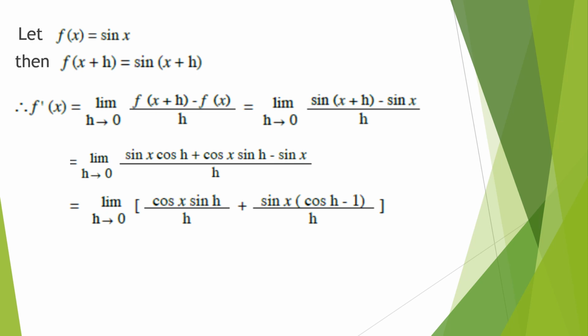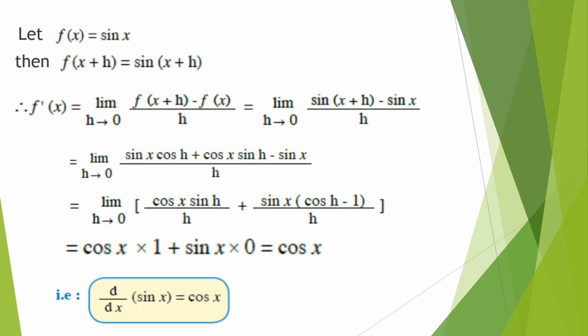The first limit is cosine x sine h over h, and the second limit, by taking sine x as a common factor from the first and the third terms of the previous equation, is sine x times cosine h minus 1 over h. Applying our rules, sine h over h, its limit equal 1 as h tends to 0, and cosine h minus 1 over h, its limit as h tends to 0 equal 0. So 0 multiplied by sine x equal 0, and 1 multiplied by cosine x equal cosine x. So the result is cosine x: d by dx for sine x equal cosine x.